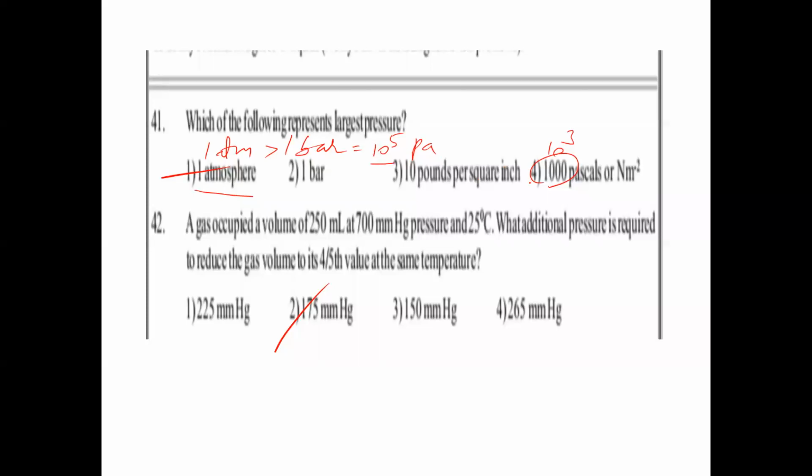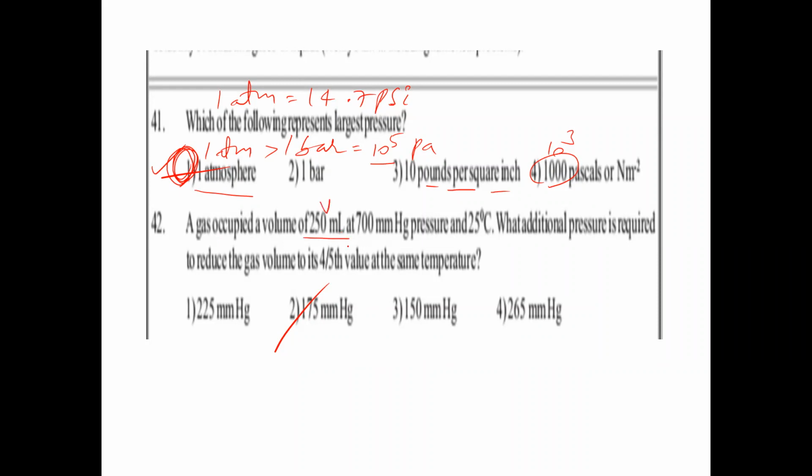And 10 power 5 pascal is equal to 1 bar, we know. And also 1 atm is equal to 14.7 psi. Psi stands for what? Pounds per square inch. So pounds per square inch, 1 atm only is greater here. So from this we can understand that 1 atm is representing the highest pressure.